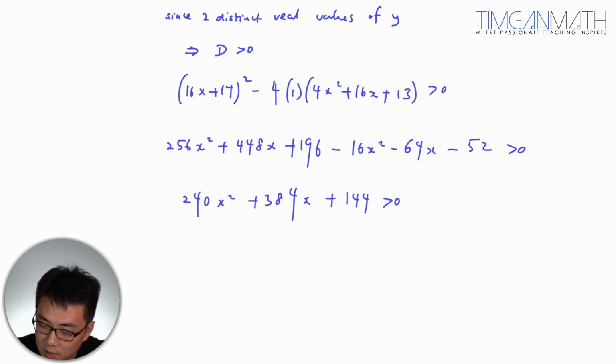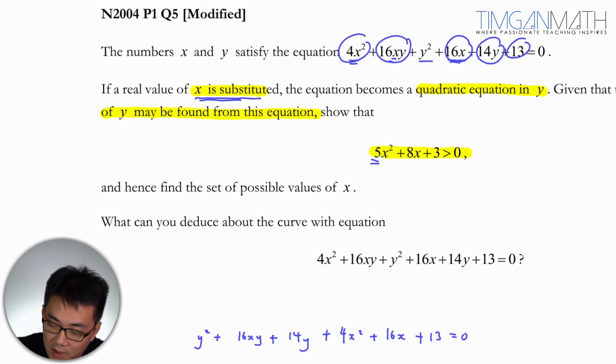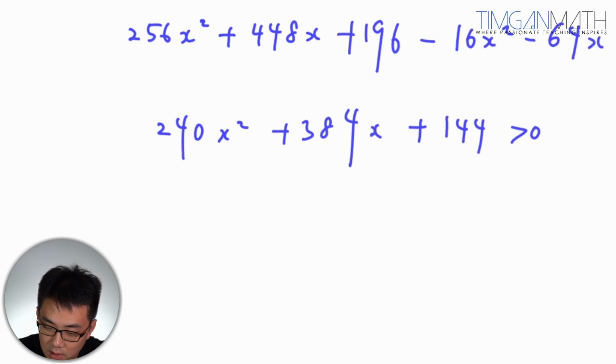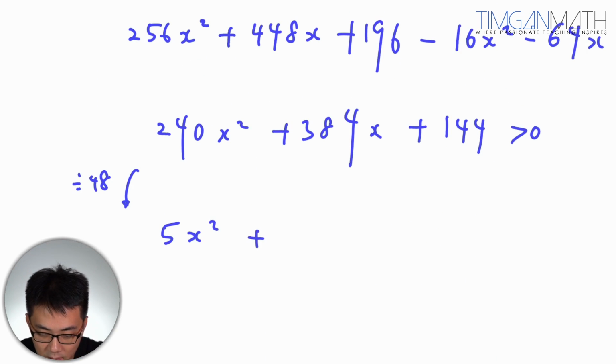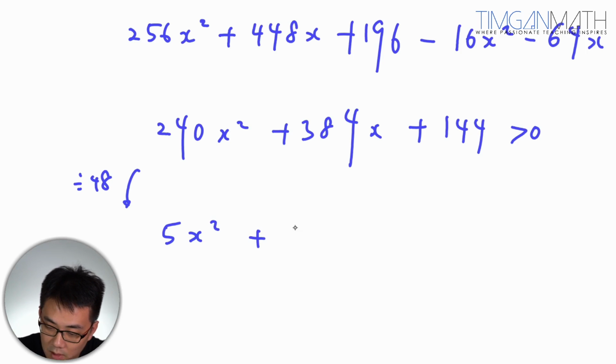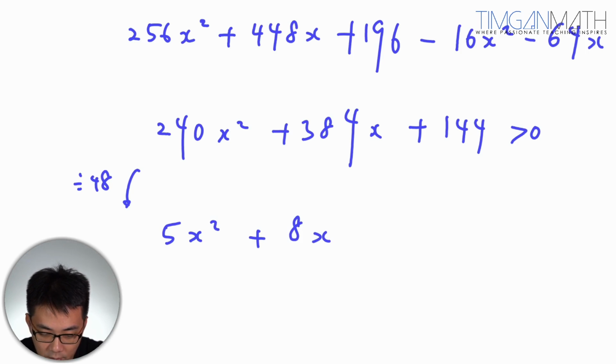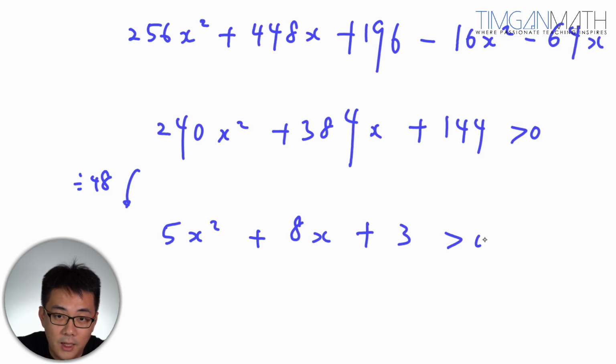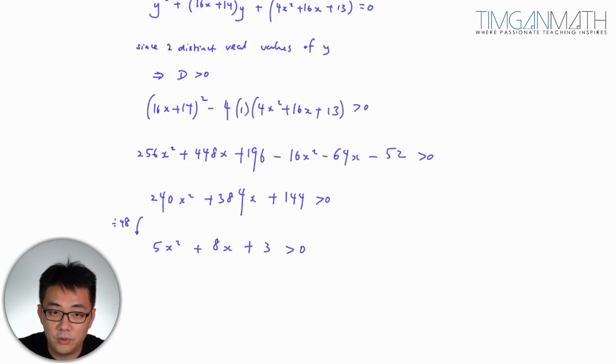Greater than 0. So we are told to show that this is a multiple of 5. So we try and take 640 and divide by 5. You need to divide by 48 then. So divide by 48: 5x squared plus 384 divided by 48, 8x, and 144 divided by 48. Would that be 3? Tada! That's how you do this question here proficiently.